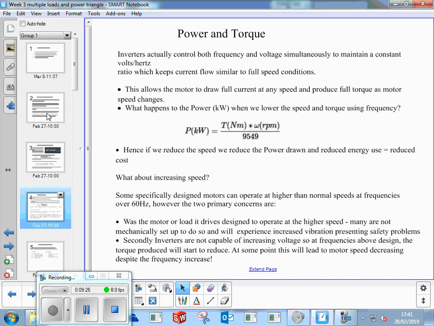Secondly, inverters are not capable of increasing the voltage above the mains voltage. Therefore, as you increase the frequency above the design, your torque is going to drop off because you're not keeping that constant voltage to hertz ratio that I talked about at the beginning when you reduce the speed. As the frequency's going up, we can't increase the voltage any more than the 400 supply, and therefore we're going to drop torque because the current's going to drop. At some point it will lead to the motor speed decreasing despite you increasing the frequency, but it just can't get any more out of it. Okay, so they're the primary issues over running the thing faster or at a higher frequency than is on the rating.